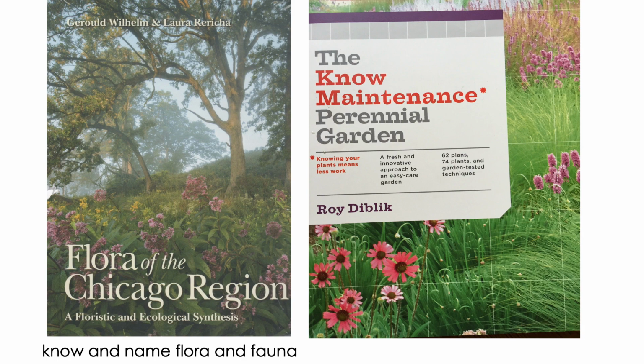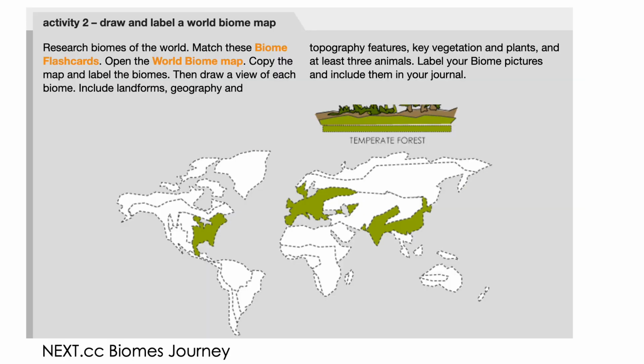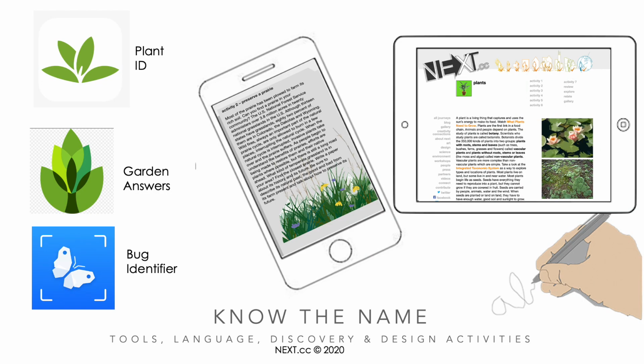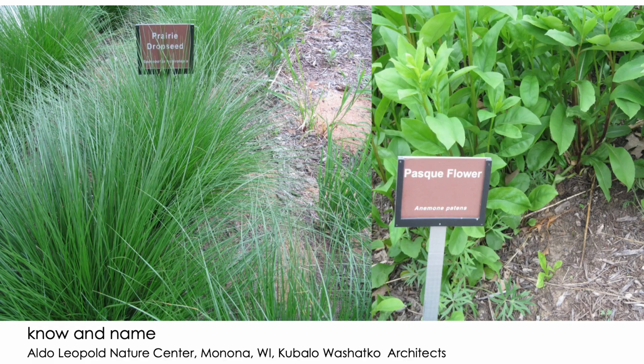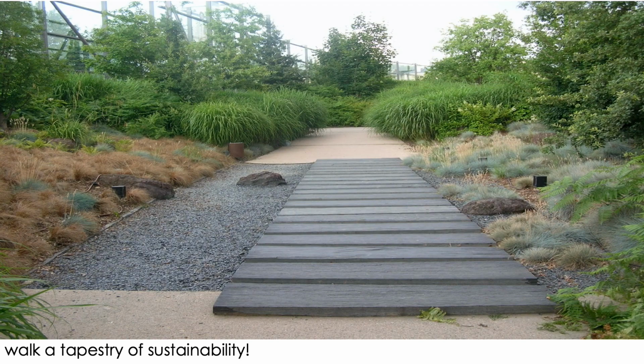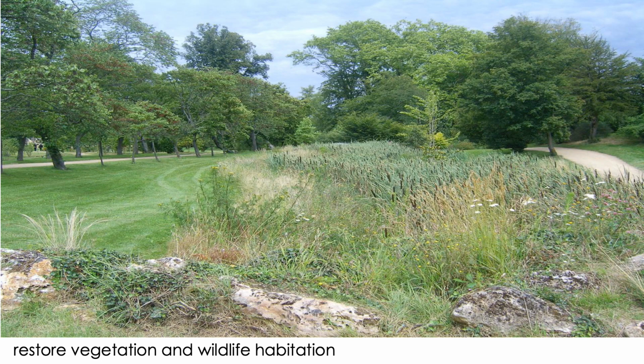Reach out and find out more about the flora and fauna of your area, and don't be surprised, if you're a no-maintenance gardener, to find out that plants like to live with their friends, just like we like to live with our friends in our communities. So research the biomes of the world, because not everyone is living in the biome you or I live in. And you can use Next.cc's journeys like Plants to find a plant ID app, to find a bug identifier, or to get questions answered about what is that growing in my garden. Plant some new things and label them so that you can walk a closer tapestry between human-made, people-made, and nature-made materials. Restore vegetation and wildlife habitation will come.